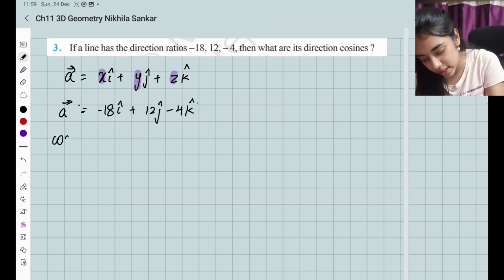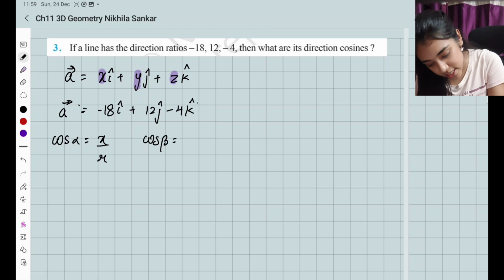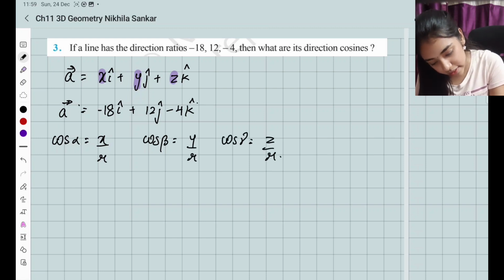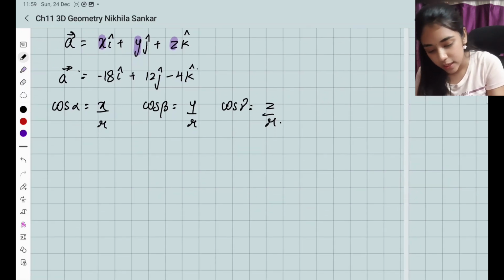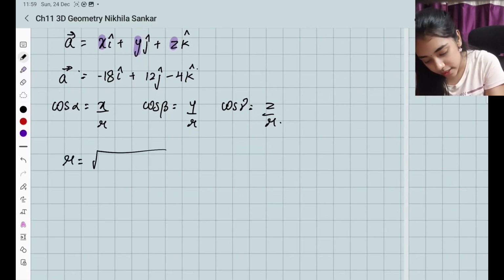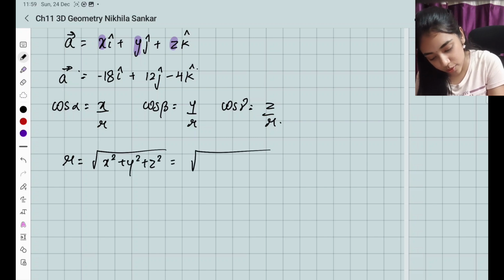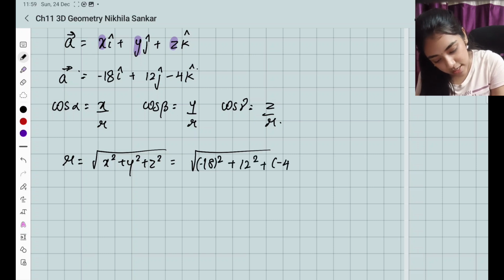Okay, and what are the direction cosines going to be? Cos alpha is going to be x by r, cos beta equals y by r and cos gamma equals z divided by r. இந்த form ஏன் யூஸ் பண்றோம்? Because you only have one single point. Okay, now r ஓட value என்ன? Square root of x square plus y square plus z square. So this is going to be square root of minus 18 square plus 12 square plus minus 4 square.